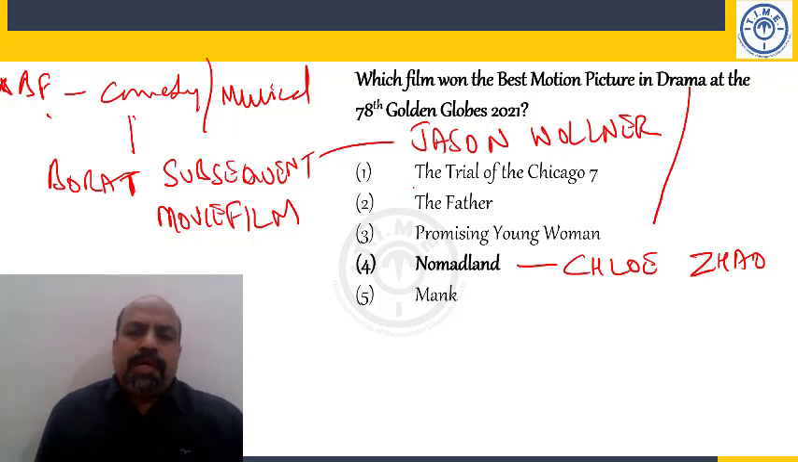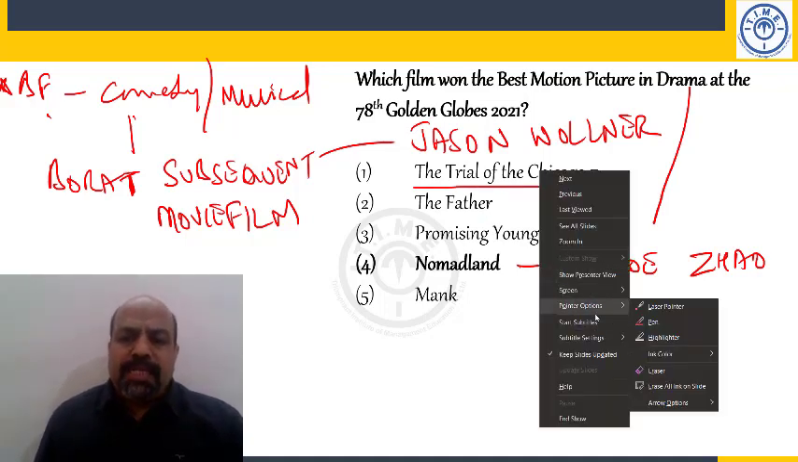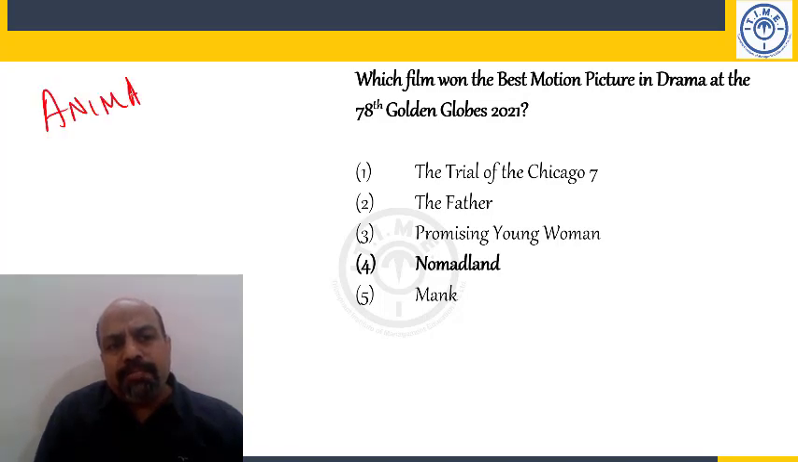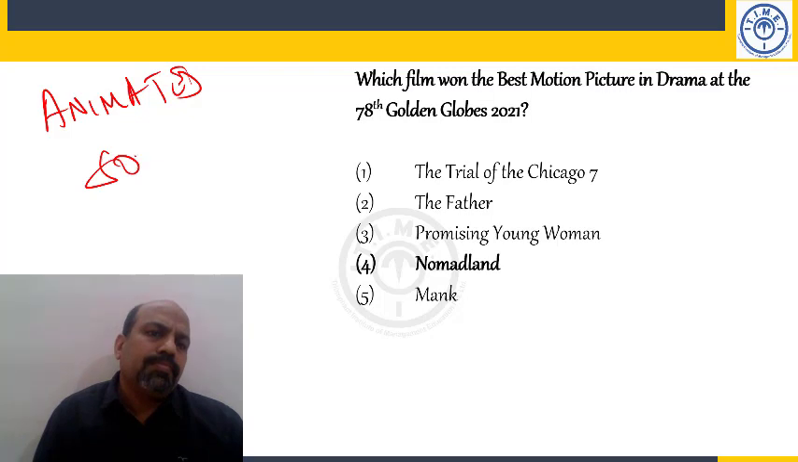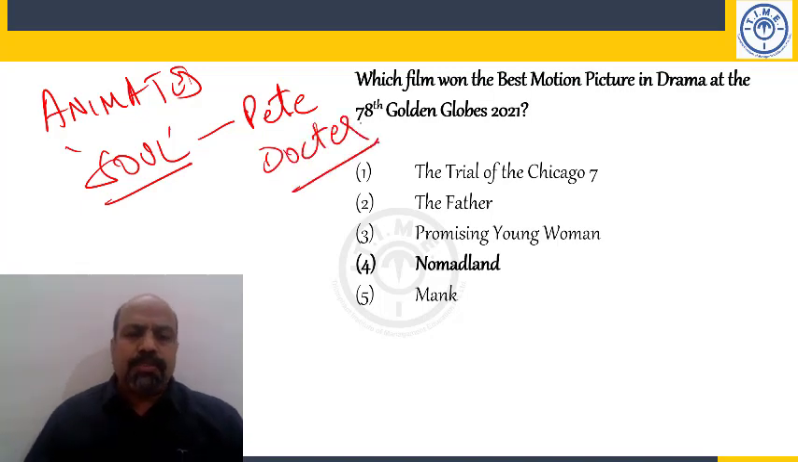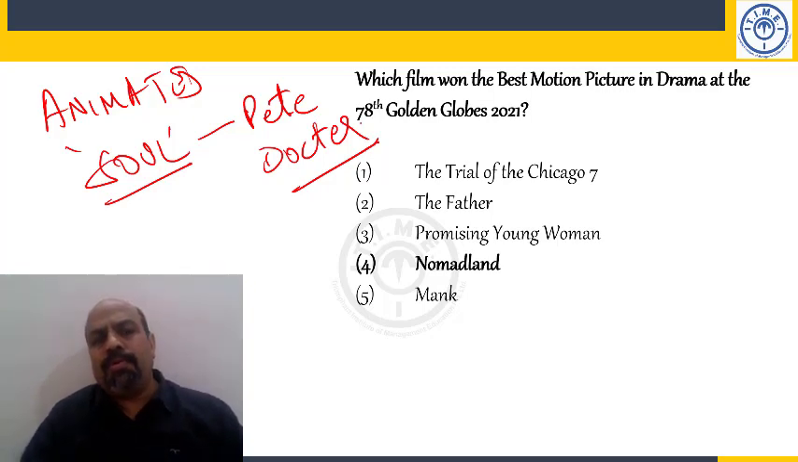This is a very good movie, The Trial of the Chicago 7. Please watch this. Then you could write Best Actor. No, I think we'll wait on that. You could write one more: Best Animated Film. The film's name is Soul, directed by Pete Docter. Okay, so we got 3 categories of films.